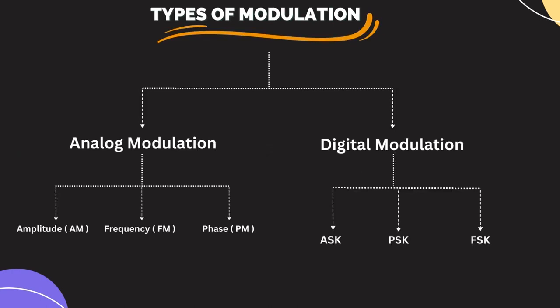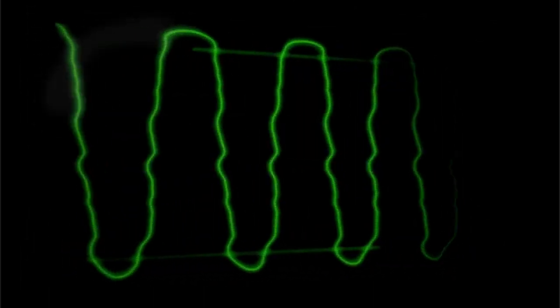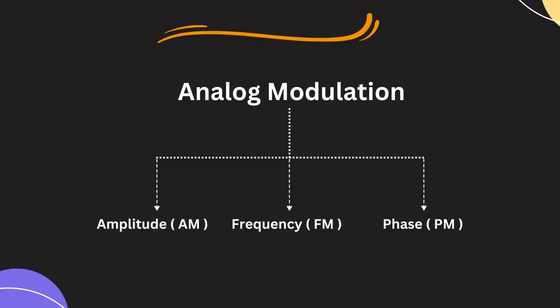Analog modulation is the process of transmitting an analog, low-frequency signal such as audio or TV over a higher frequency signal such as a radio frequency. Analog modulation can be further divided into amplitude, frequency, and phase modulation.